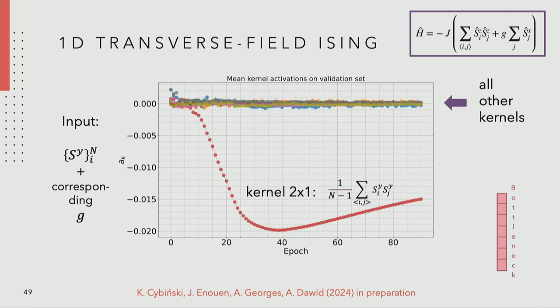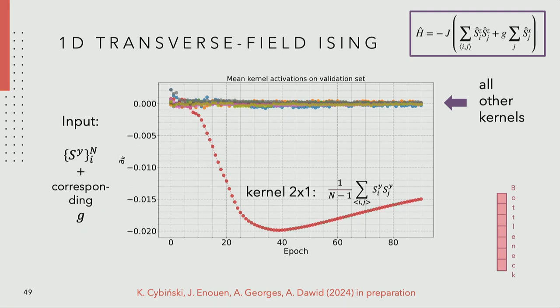So what will happen if now, instead of measurements in Z, we put measurements in Y? Those are exactly the same model, the same task, just measurements in different bases. There is no longer magnetization in Y that could help you solve your task. As you see in the beginning, because the loss promotes simple kernels, it's really trying to get something out of the one by one kernel, but it quickly gives up and tries other kernels, and finally the kernel two by one survives this slaughter. So we know that it will learn something related to nearest neighbor spin correlations.